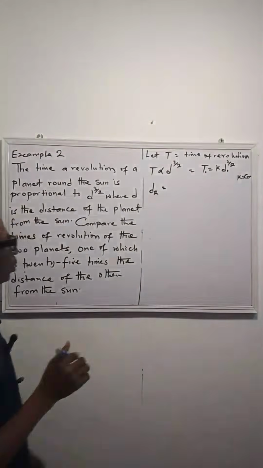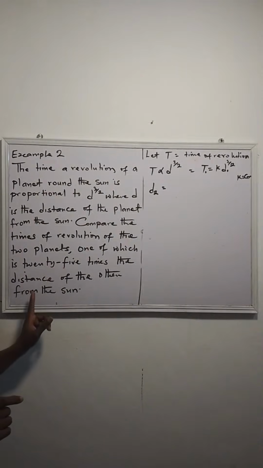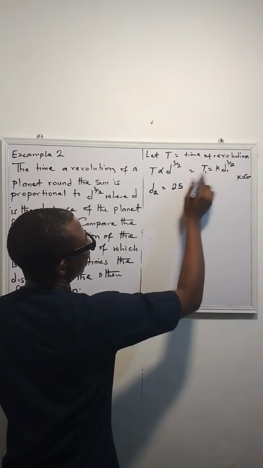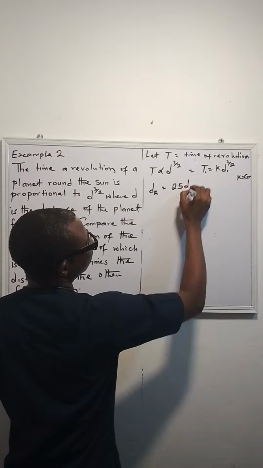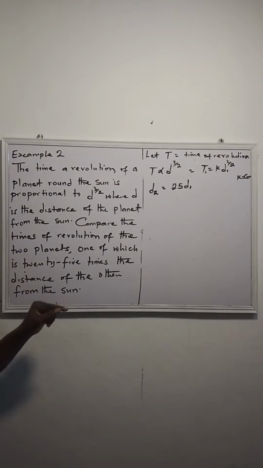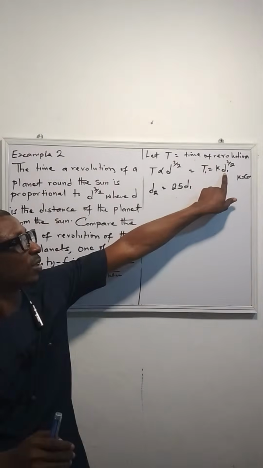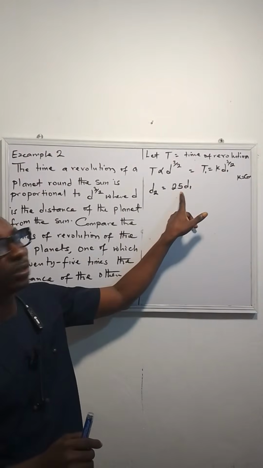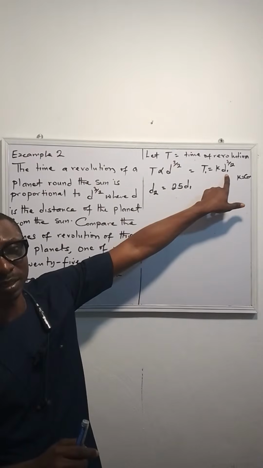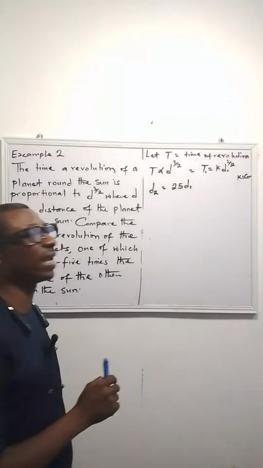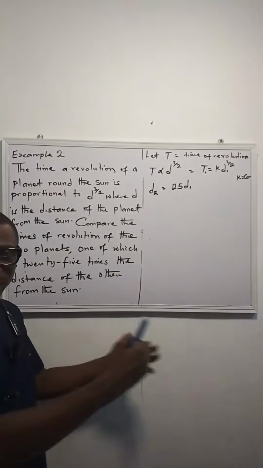Now d2 is 25 times the other, so it's going to be 25 times d1. That is going to be the distance of the second planet from the sun. I hope you understand that. The distance of the first planet is d1, and the second is 25 times d1. Hope you understand that.